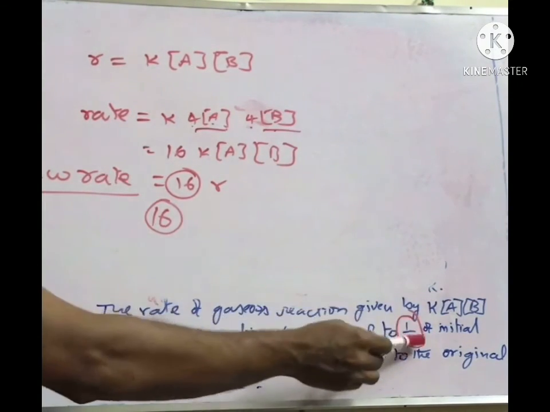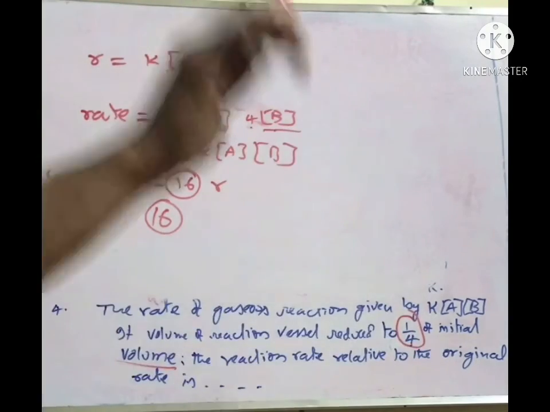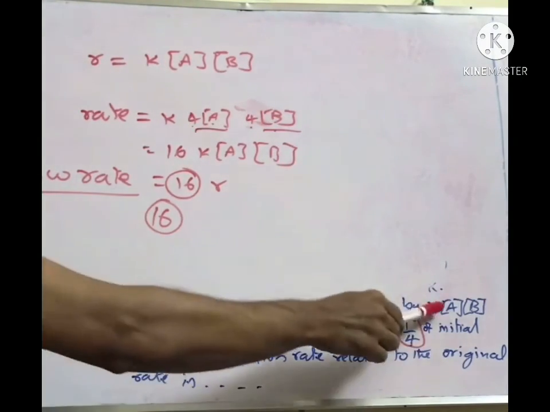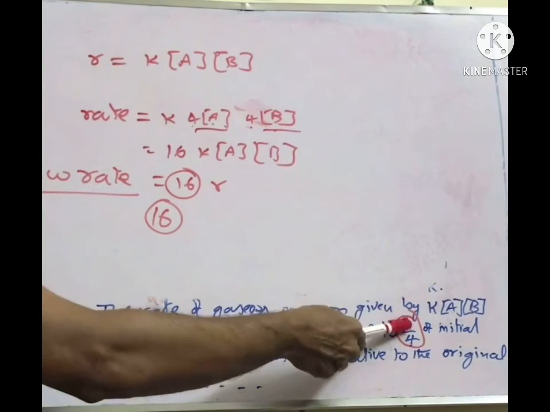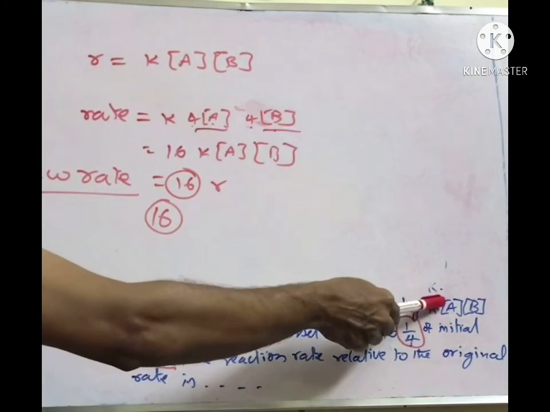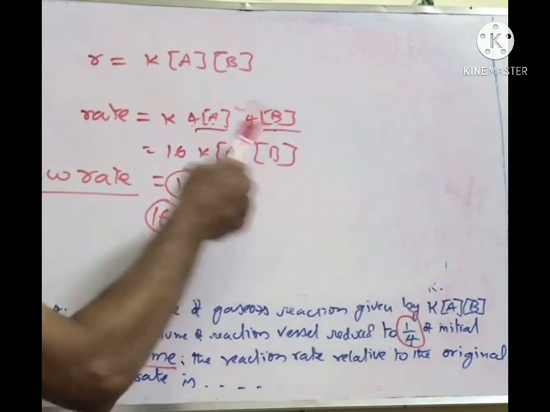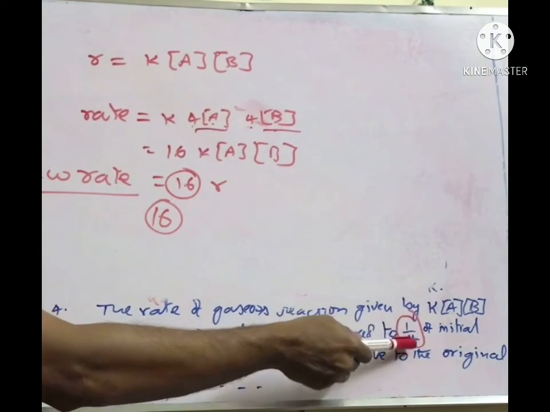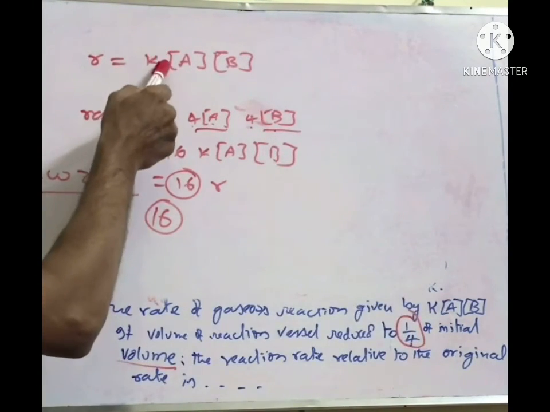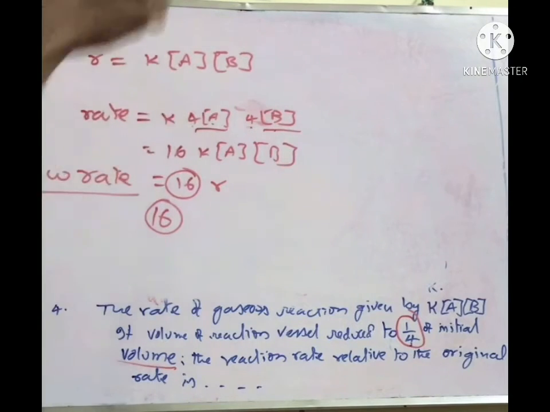If it becomes 1 by 2, then 2 and 2, that is 4 times the reaction rate will increase. If the volume becomes double, 2 times, then the concentrations become half. If the volume becomes 2 times more, then the concentration becomes 1 by 2, 1 by 2, so 1 by 2 into 1 by 2, that many times the reaction rate will decrease. So like this we can answer.